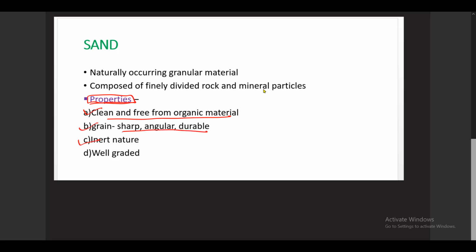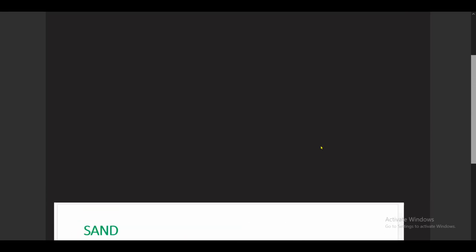The third option is that it should be inert in nature. Inert nature means it should be chemically inactive. That means the sand particles should be chemically inactive, so they don't lead to any type of reaction when they are combined with water and cement. And the last one is well graded. Why well graded? Because due to the well grading, the compaction of these sand particles and the cement in a structural element actually shows good behavior.